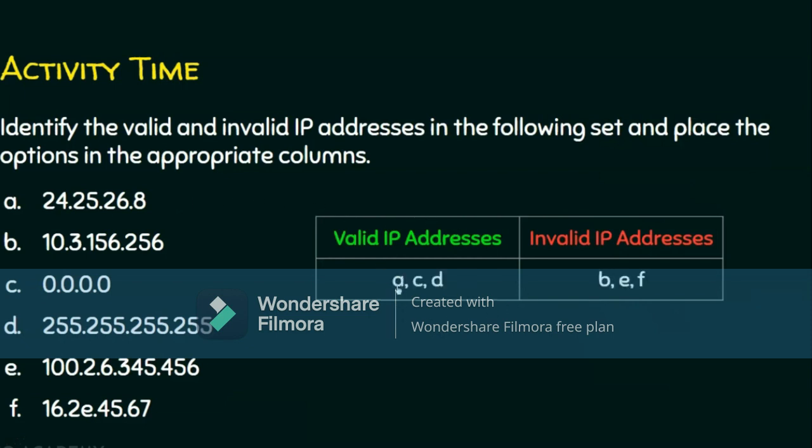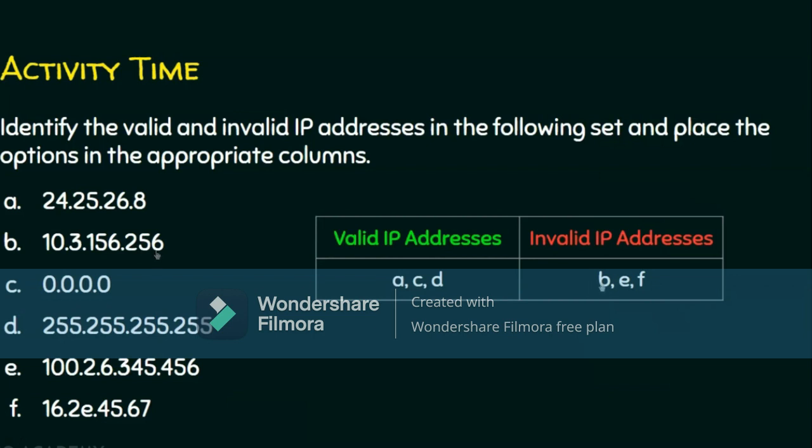So the valid IP addresses are A, C and D, and the invalid IP addresses are B, E and F. Now we will see why they are valid and why these are invalid. A is a valid IP address because it should have 4 octets, and of course this has 4 octets: 1, 2, 3 and 4, and each octet is between 0 and 255. Yes, A is a valid IP address. And B is not a valid IP address. Though it has 4 octets, the 4th octet is invalid because any octet should be between 0 and 255. So 256 is not a valid entry.